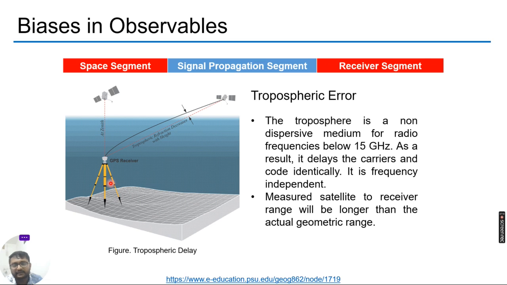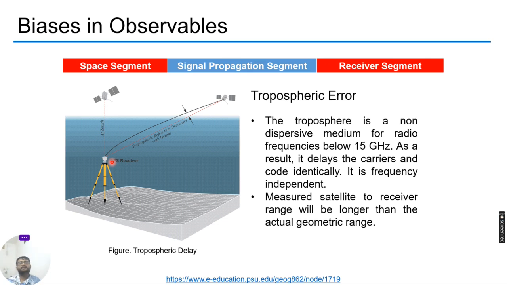The second one is the tropospheric error. The tropospheric error is because of the various molecules of water and other gases which are present in the troposphere. As the signal travels through the troposphere, it will refract, and because of that refraction, it will bend as it moves towards the receiver. You can see here, the red one is the actual signal, but because of the refraction which is happening, the signal bends and reaches the GPS receiver after some time.